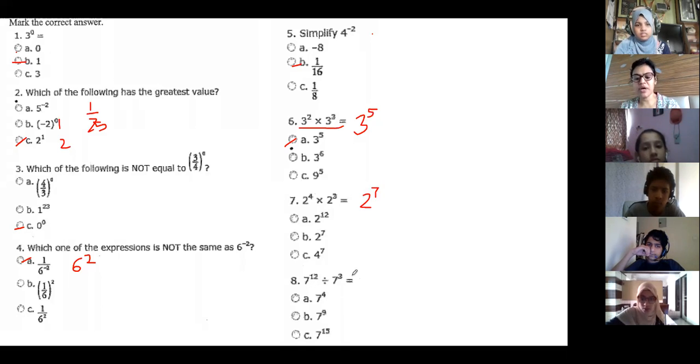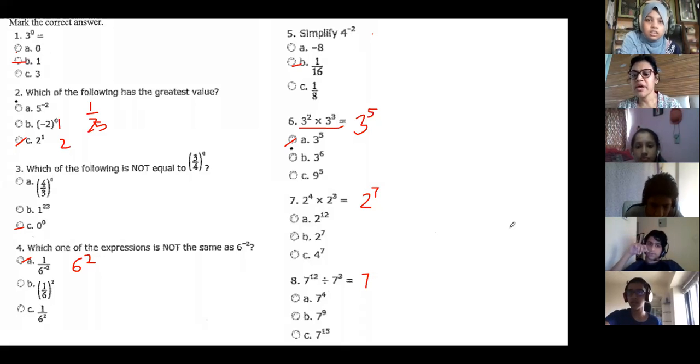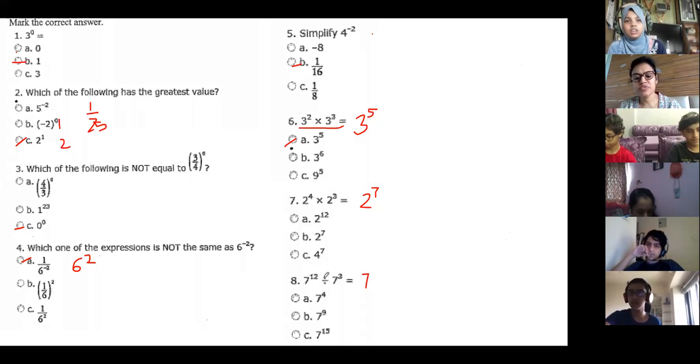Okay, now this one. Ahmad, 7 raised to 12 divided by 7 cube. What will be the answer? B, 7 raised to 9. Ahmad, which law are we going to use over here? Mudabbir, which law are we going to use? Ma'am, if the bases are same in division, then we subtract the powers. Correct. So the answer will be 7 raised to 9, B part.